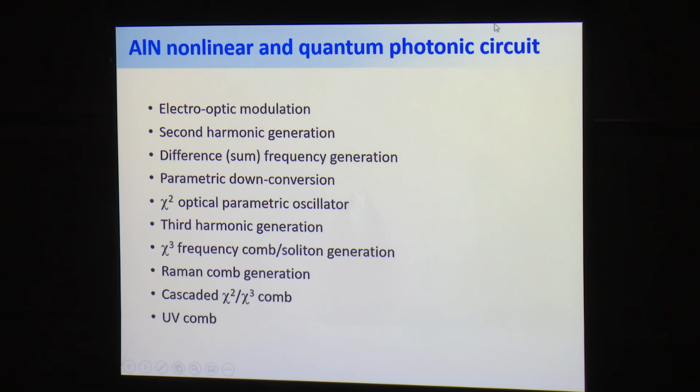In aluminum nitride, we have studied quite many different nonlinear effects, really a combination of Chi-2 and Chi-3 effects. Through the Chi-2 effect, you have the electro-optical modulator, that's the Pockels effect, and you have second harmonic generation, sum frequency generation, and parametric down conversion. You can build an optical parametric oscillator. With Chi-3, you can have third harmonic generation, frequency combs, soliton generation, and Raman combs. You can even combine the Chi-3 and Chi-2 effects to get new phenomena, and you can push all the way to the UV to make a UV comb. Among all those nonlinear effects, in our minds, second harmonic generation is the most important. It's the best indicator of the nonlinearity of your devices. So let me start by talking about second harmonic generation.